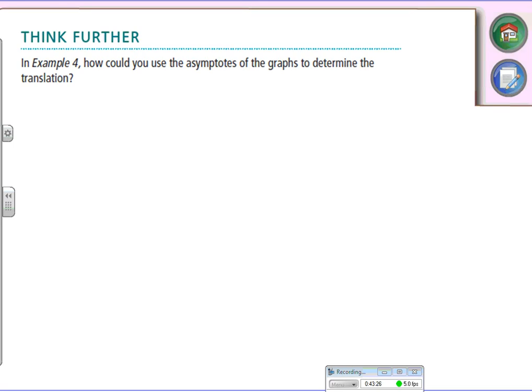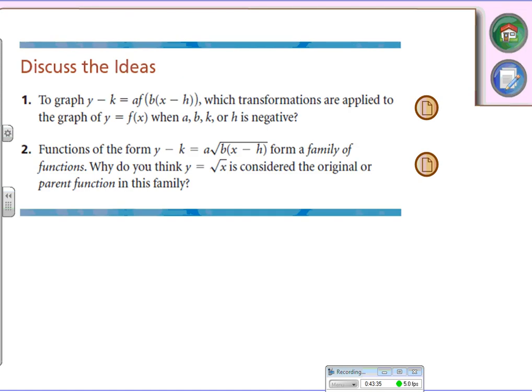Okay, and in example 4, if we go back to their original, just looking at the asymptotes in there, answer that question for yourself, as well as discuss the ideas. See if you understand what's going on.